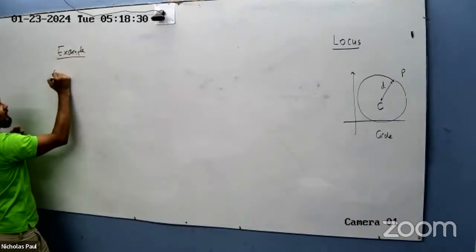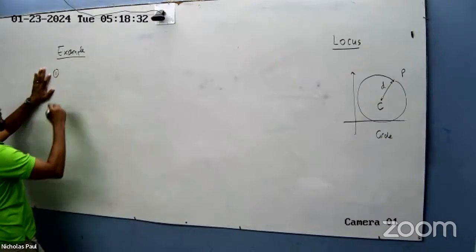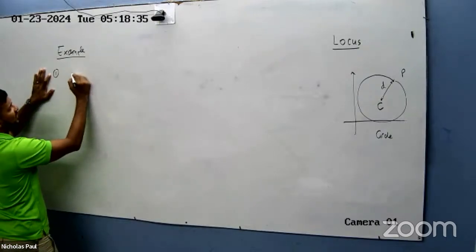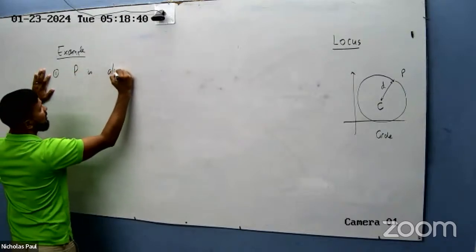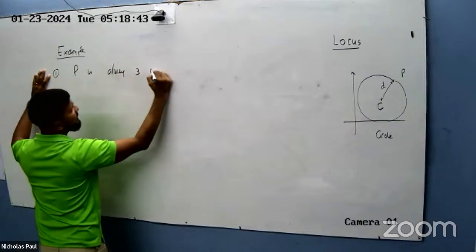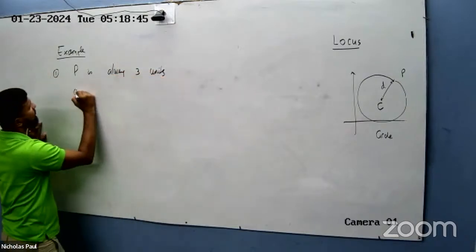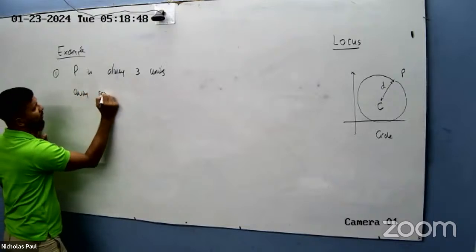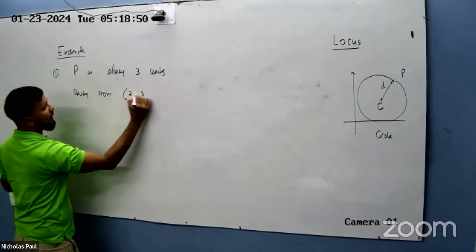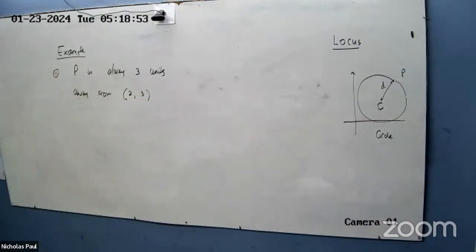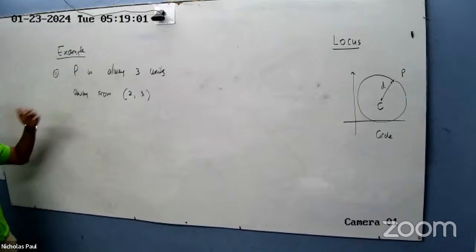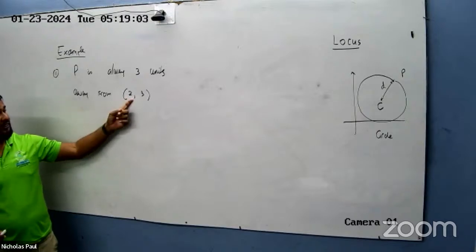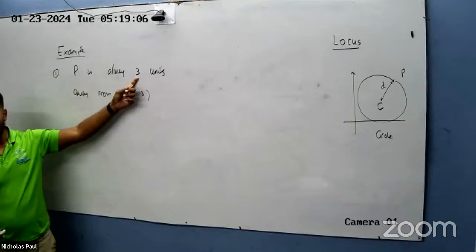All right, so before I give you some standard ones, let's start with this one here. What is the locus in this case? P is always 3 units away from 2, 3. You can watch this and then notice a circle with center 2, 3 and radius 3.